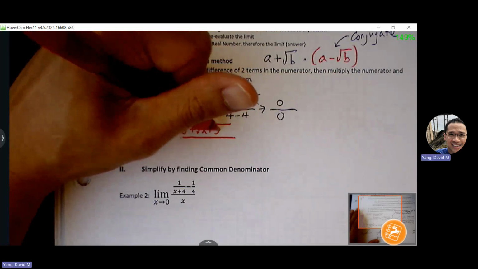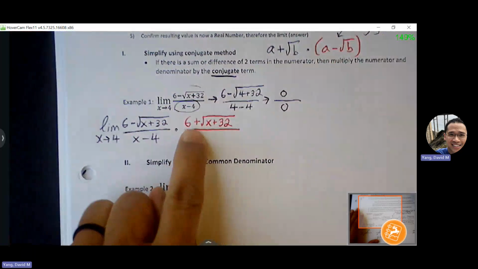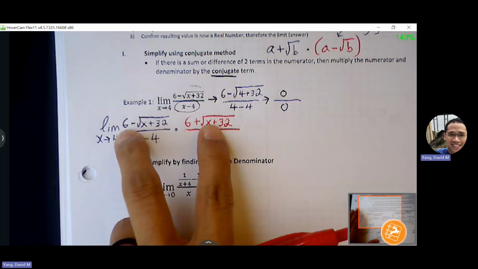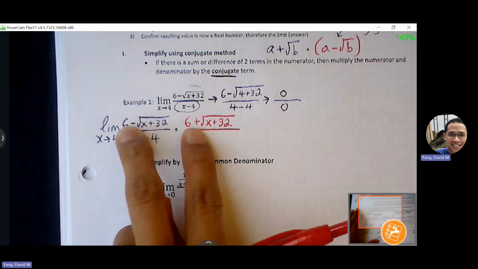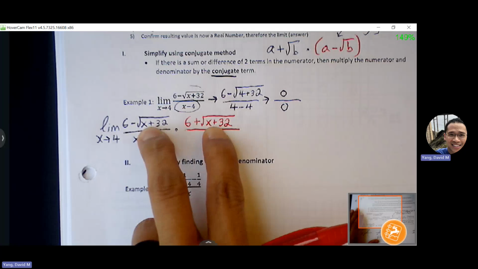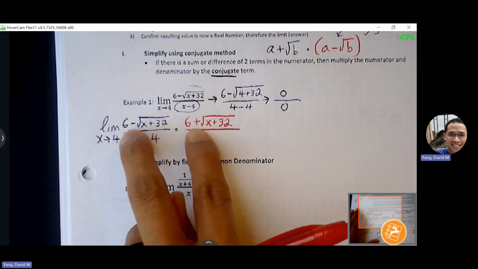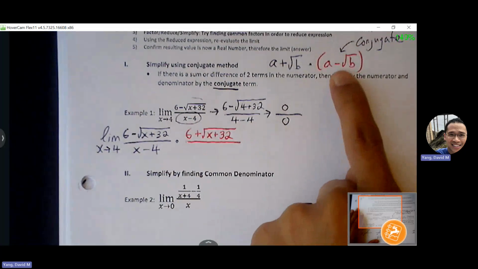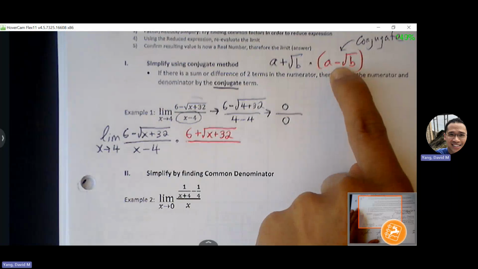6 plus the square root of x plus 32. Now, you see there's multiple signs within your expression, but you're only going to change what's between the radical and the term. Don't change what's inside the radical. This is already set in stone. When you create your conjugate, you're only changing what's between the two terms.